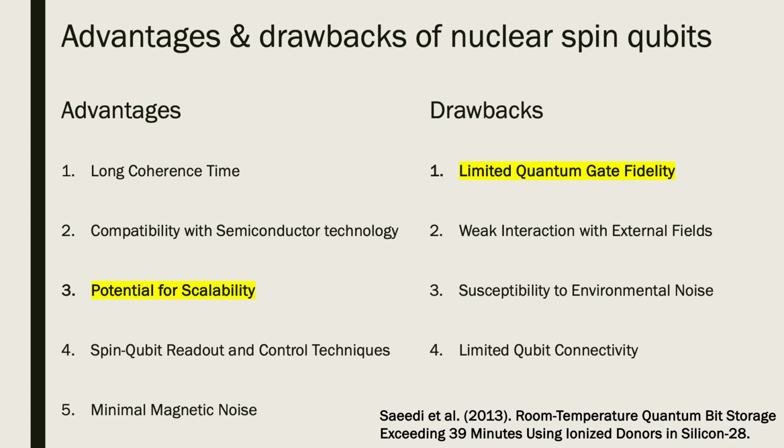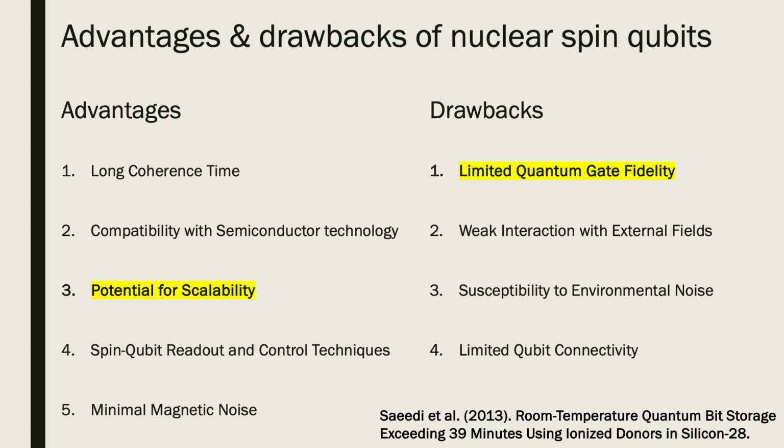Secondly, silicon is the foundation of modern semiconductor technology, and extensive infrastructure exists for processing and manufacturing silicon-based devices. This compatibility could enable the integration of quantum computing devices with existing semiconductor fabrication techniques, potentially leading to scalable and manufacturable quantum processors.